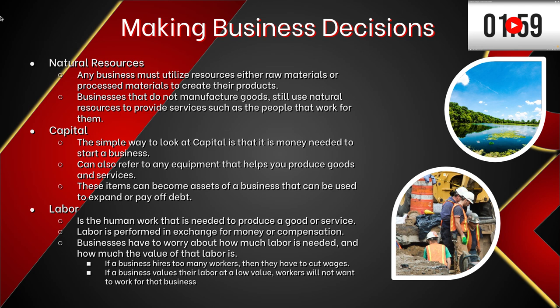So that could be the building that you're operating out of, the machines that you need to manufacture something, to even just the basic everyday stuff like computers you would need for an office space or the desks and the furniture for an office space. That's considered capital. And as we've talked about before, when companies or individuals go into debt, they have to sell off assets. And so capital becomes an asset in the company.